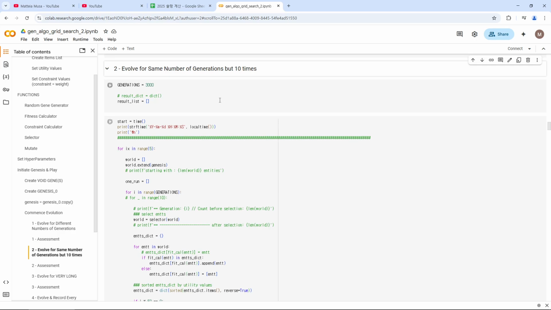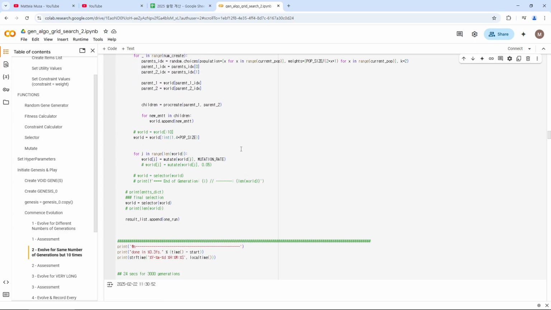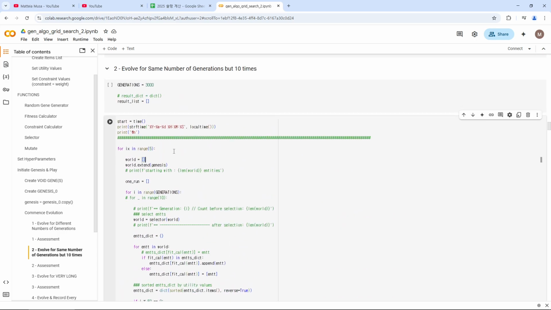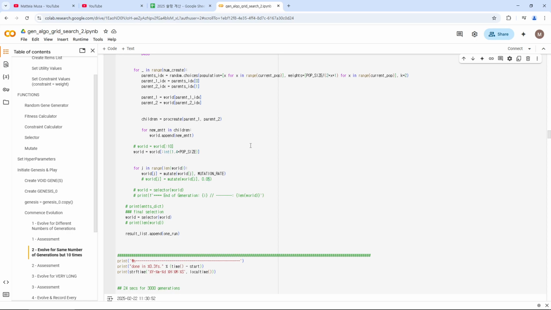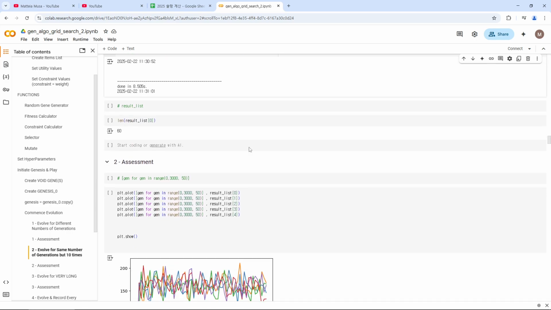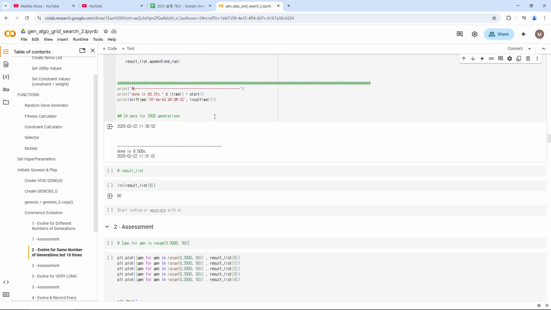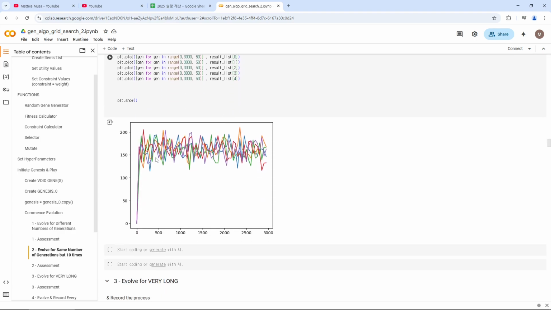Same for this. So I evolve it for 3,000 generations, and I run that 10 times, so that would be not 5 times actually, because it says 5 here. That's also another typo that I forgot to change. Is it a typo? I don't know. And that took 8 seconds, which is very long considering I only have 20 entities, or 28 entities max, and when I do that, it still oscillates.